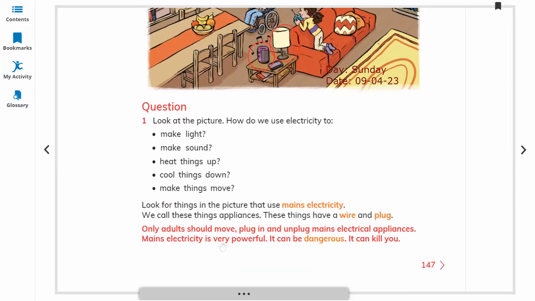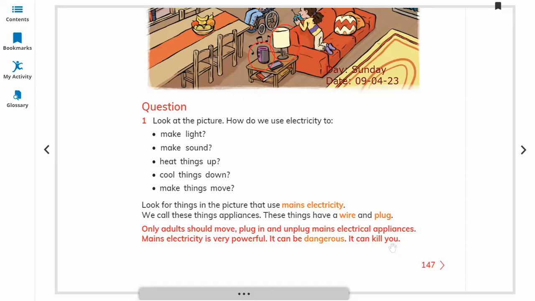Main electricity is very powerful. It can be dangerous, it can kill you. If you are using main electricity, you should be very careful because it is very powerful. It can give you an electric shock, and sometimes electric shocks are so dangerous that it can take your life as well. It can take your life.